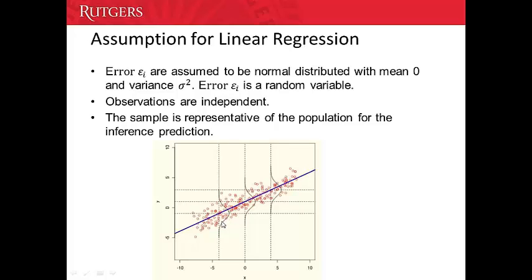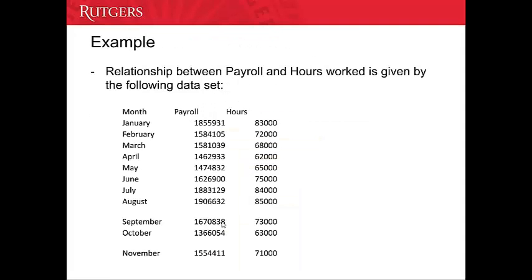Otherwise, we cannot use the linear regression. Right now, let's take a look at the example. In this example, it shows the relationship. We try to find the relationship between the payroll and hours worked, and you can see this data set. This data set is very short. We just have 11 observations.